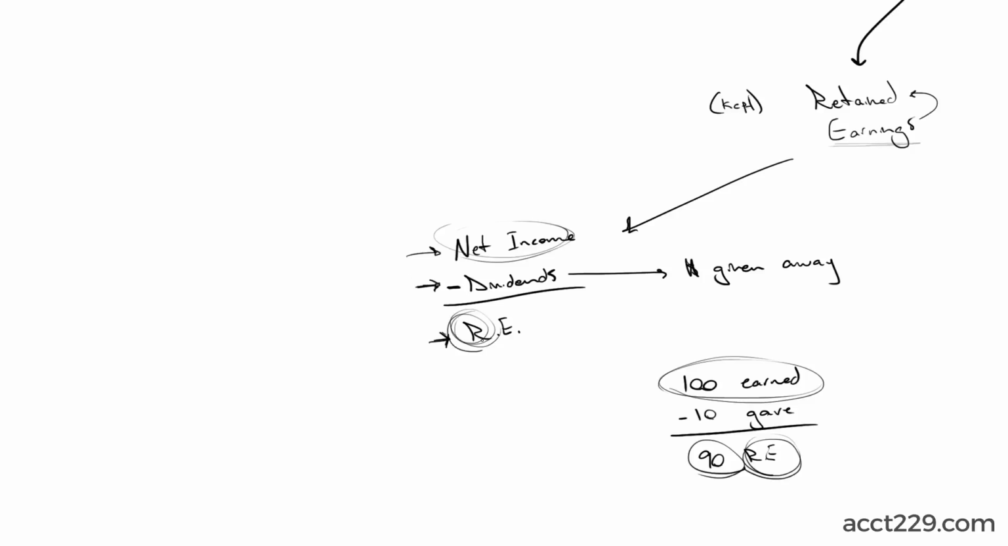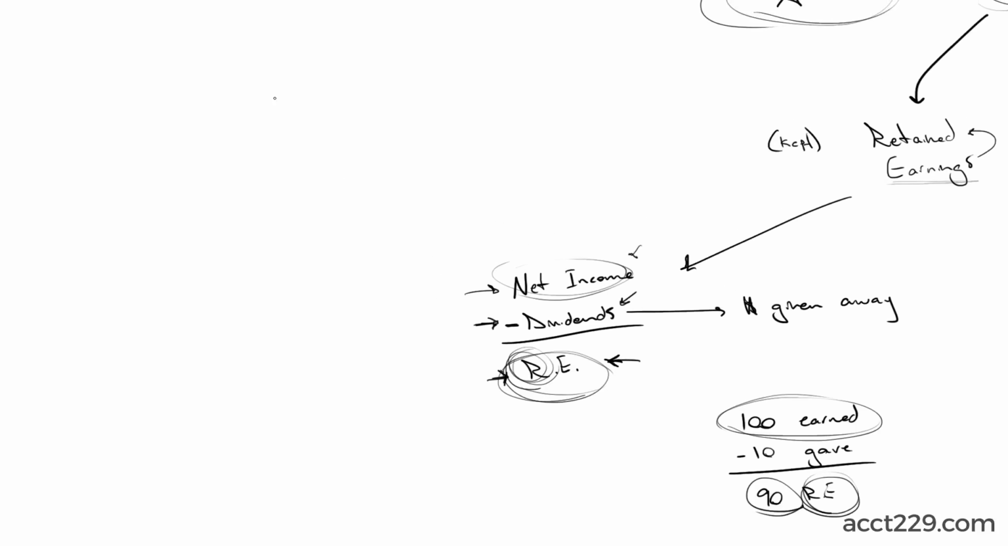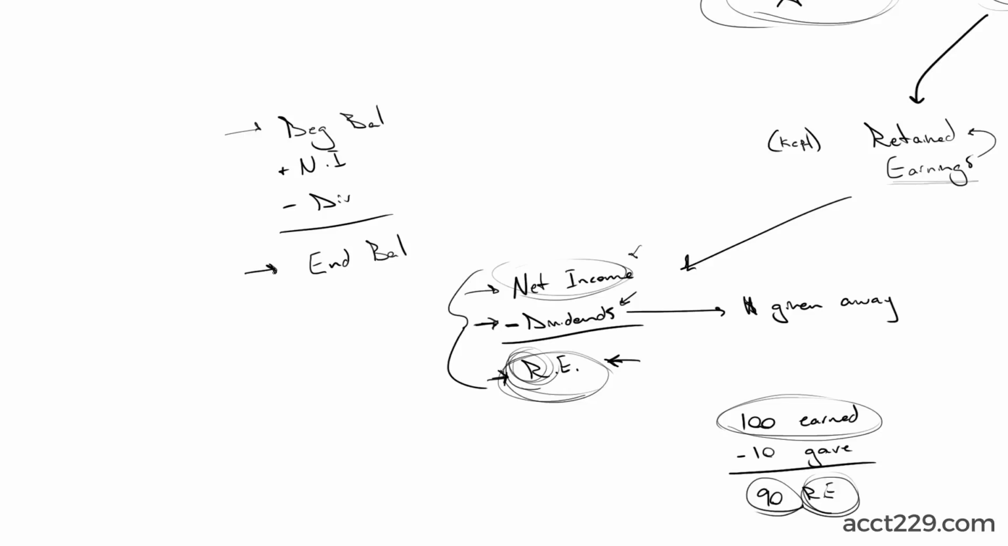And so this is how you get retained earnings for a single year. You say, how much money did I make this year? How much did I give away this year? That's how much I retained this year. But retained earnings looks a little bit more like this. You have your beginning balance, then you add in your net income, take out your dividends, and then you have your ending balance. So you can see it's the same equation here. We're just adding in the beginning balance and calling it the ending balance when we're done.